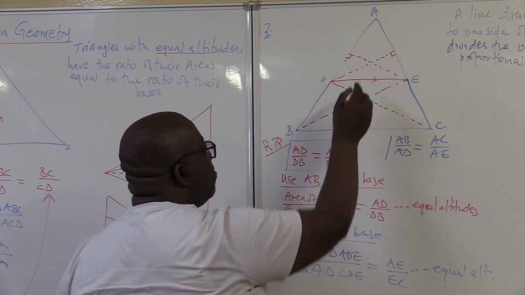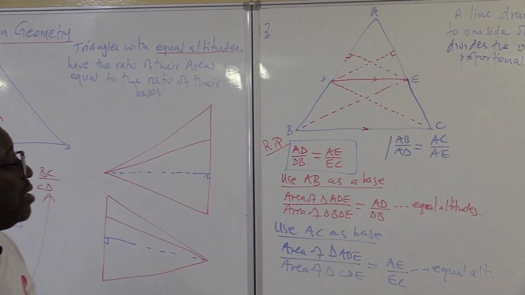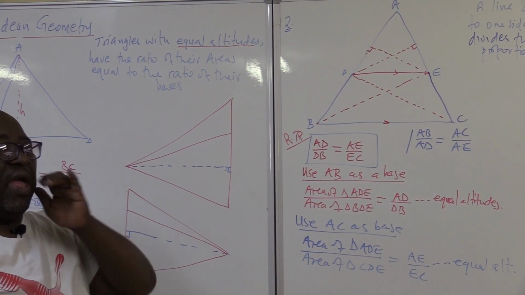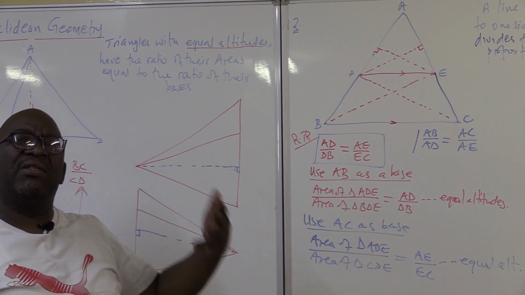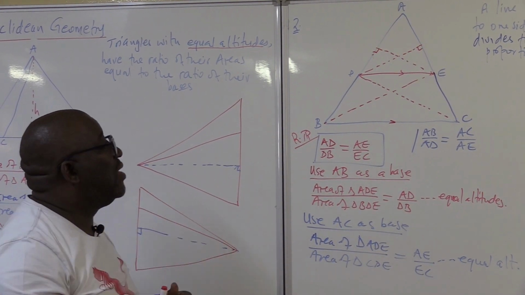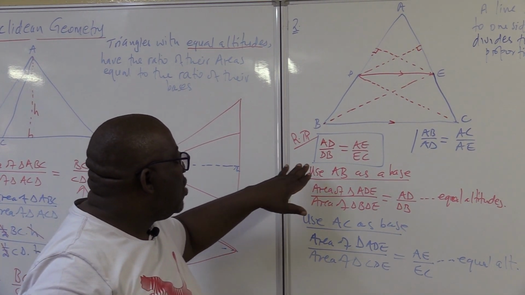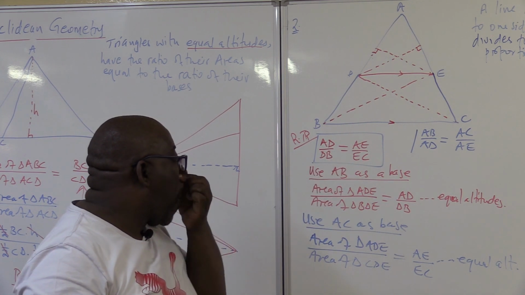Remember that a line drawn parallel, these two are parallel lines. Let's not forget about that. So this is what we have. Your paper just looks like this. You don't just go and draw those lines without understanding what you are doing. So that becomes vitally important. We want to prove that AD over DB is equal to AE over EC.